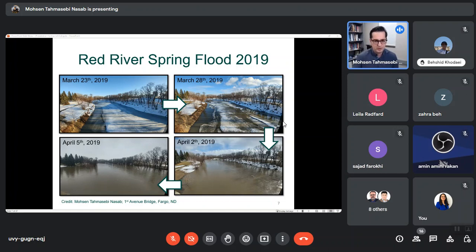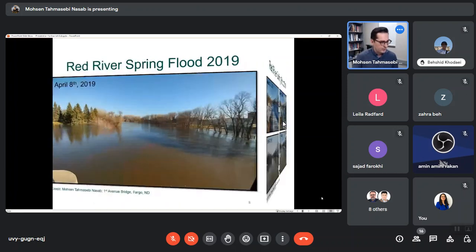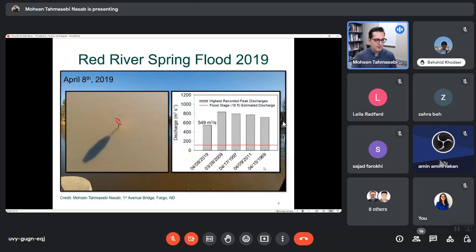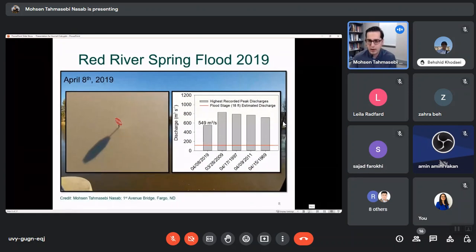Just to give you a little bit of information about this flooding, let me go to the next slide. Okay, so this was the flood in 2019 over a bridge that I took a picture of. The red line on the right-hand side graph shows the flood stage, and you can see on April 8th of 2019, the flow of water was 549 cubic meters per second, which is way above the red line and the flood stage. And the left-hand side photo is a stop sign. I was standing on a pedestrian bridge and took that photo. You can see the level of water is so high in the city. Okay, so my study area is Red River Basin. I'll talk about that later as well.